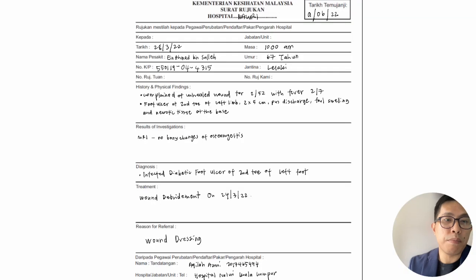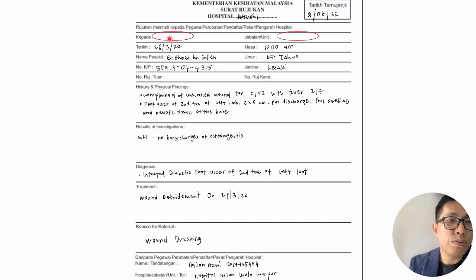So let's see an example. Okay, so this is a referral letter written by a student. If you can see, the history is quite scanty. And then for the result of investigation, he puts MRI, no bony changes of osteomyelitis, but this information is not available in the case summary. Diagnosis is correct. The treatment is wound debridement, which is correct, but remember the patient was discharged with antibiotics. This was not written. Reason for referral is wound dressing, but it's actually normal saline wound dressing. Okay, this is to avoid miscommunication.